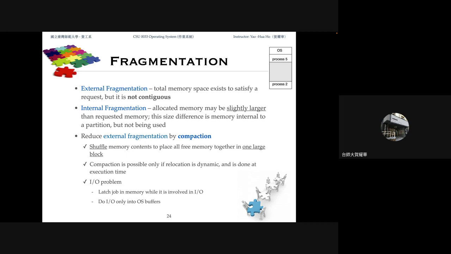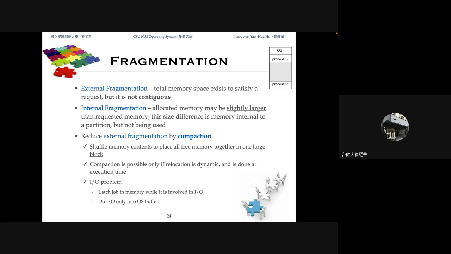Another one is what we call internal fragmentation. Internal fragmentation is when the allocated memory might be slightly larger than the requested memory. The size difference is what we call internal, because it is internal to a partition, but it is not being used. It's what we call internal fragmentation. So if I have a bunch of internal fragmentation, the total is what we call external fragmentation.